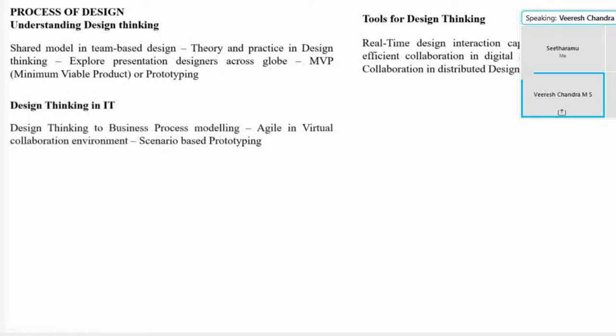Third module is actually very simple. I'll share the PPT with you also. I'm going to discuss the third module only. So once I share the PPT, you can just refer to it and tell that to students. No issues at all. So design thinking in IT.